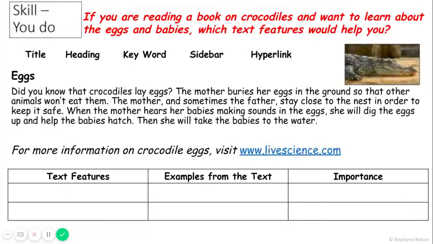Okay, so if I want to learn about eggs and babies and I open up my crocodile book and I turn to this page and I see the word eggs, I will know immediately this is the page I need to look at. And then I think you probably saw something else that would help me at the very bottom. This hyperlink is going to help me because it says for more information on crocodile eggs, visit. So I could go to that website also to help me. So the hyperlink helped me and the heading.